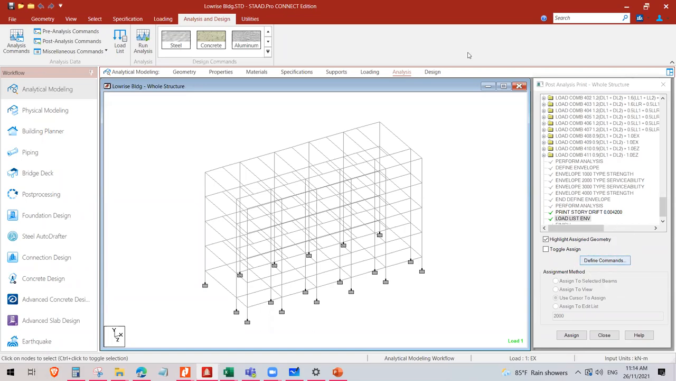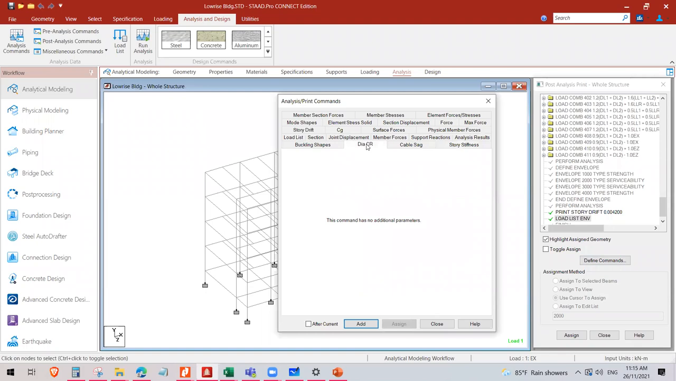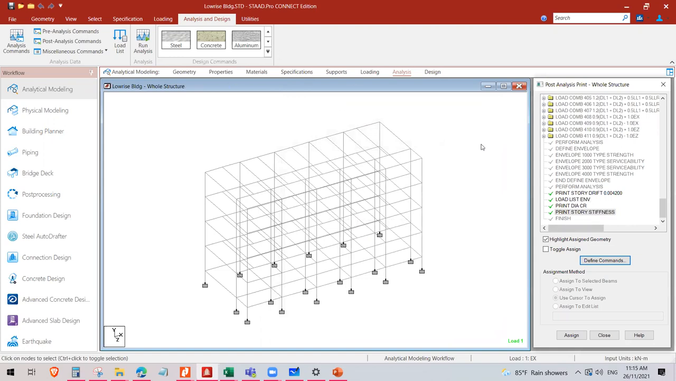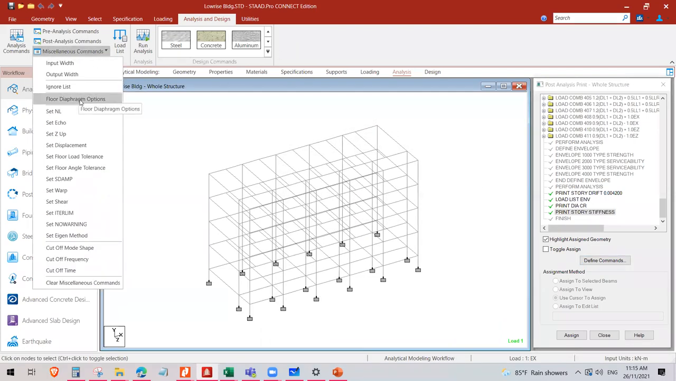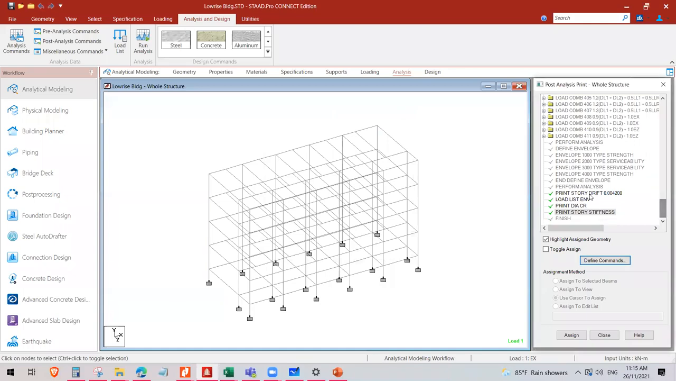Next is define commands ulit. Ito naman yung center of rigidity. Sorry. Diaphragm center of rigidity. So, yan i-compare natin sa center of mass. Add story stiffness. Add yun na rin. Then, soft story. I think nakita nyo na yung purpose ng soft story. Floor diaphragm options. You can only output that kapag may diaphragm kayo. So ASCE, kasi nga, we're following American code. Check soft story, okay.